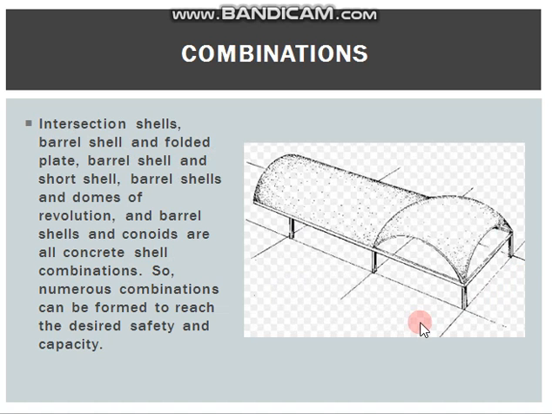Combination: intersecting shells, barrel shell and folded plate, barrel shell and short shell, domes of revolution, and barrel shells at the corners. These are all concrete shell combinations.